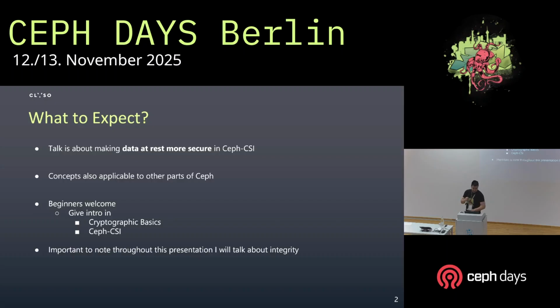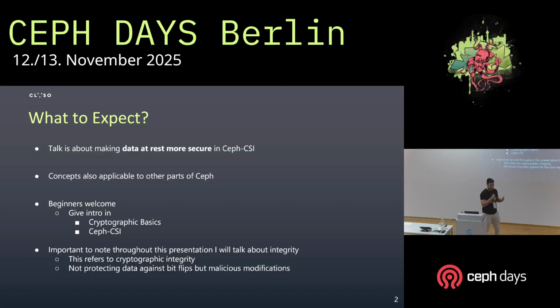Throughout this, a very important thing I want to mention so people won't get confused: in the talk, I will talk about integrity a lot. But here I'm referring to cryptographic integrity, and I want you to keep that in mind, okay? Because there's a difference against protecting against errors. Like a CRC checksum, that's for error correction. But here I want to integrate something that protects against malicious modifications.